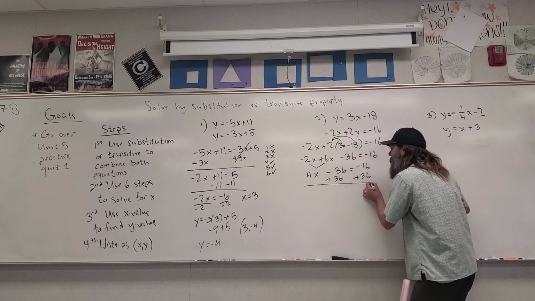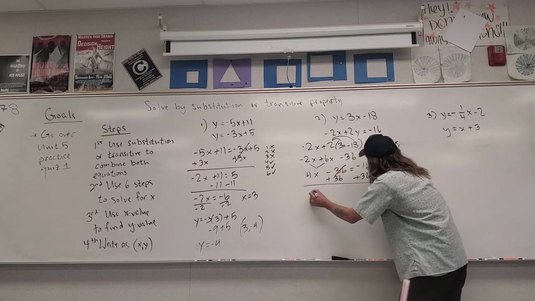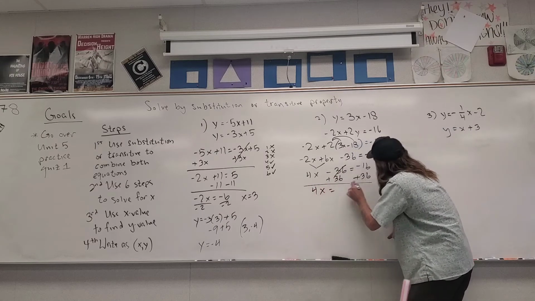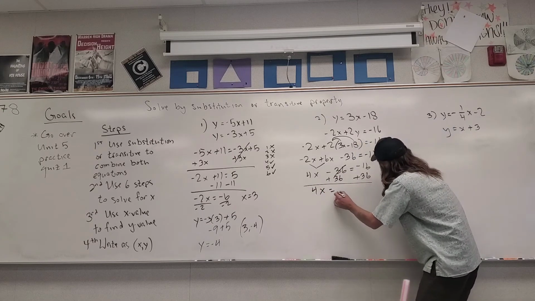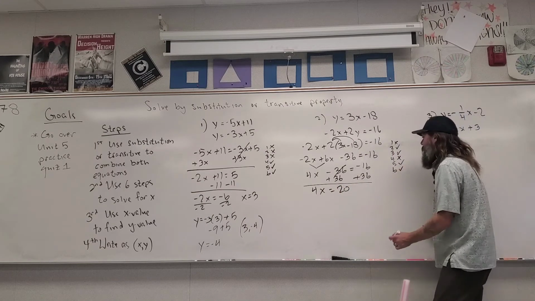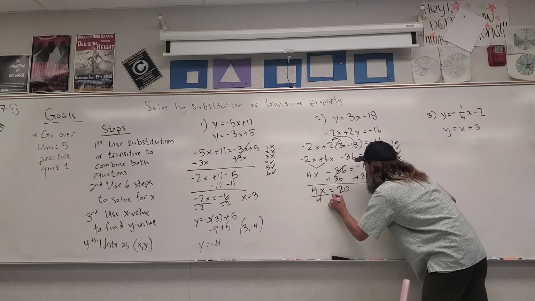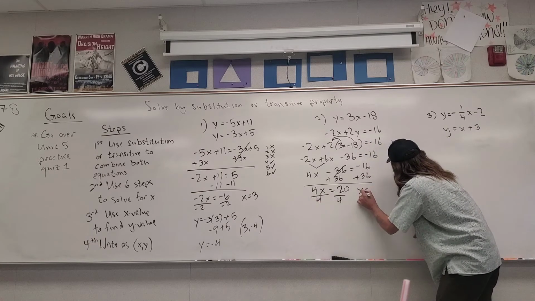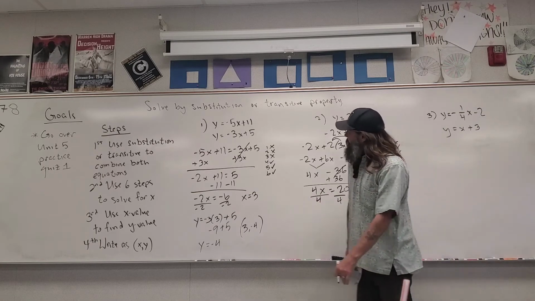All right, so now that cancels and I get 4x equals, I have 36, I paid 16 of it. 4x equals 20. Can I divide away a number? And yes, I can. So here, x is equal to 5. I just finished step 2.